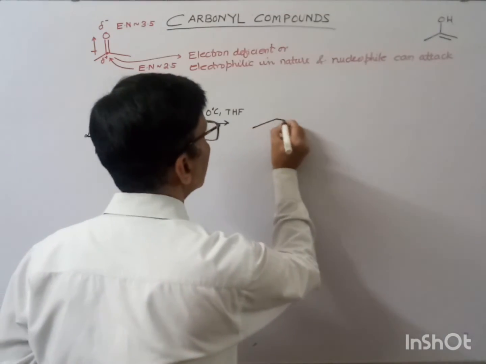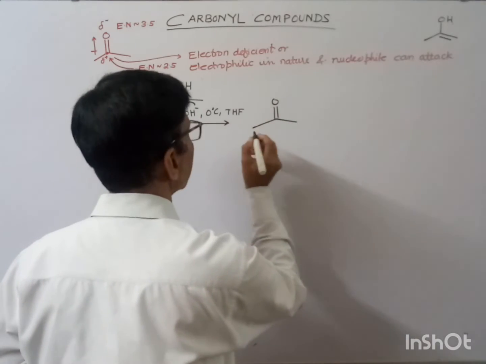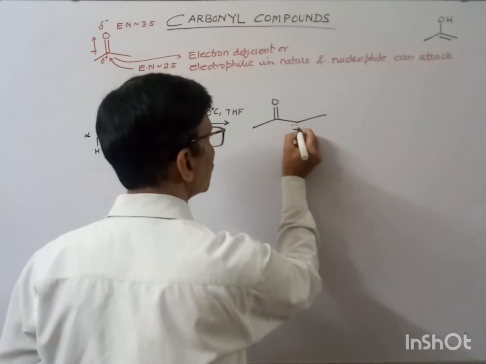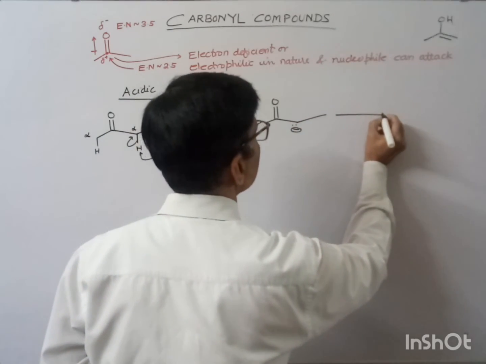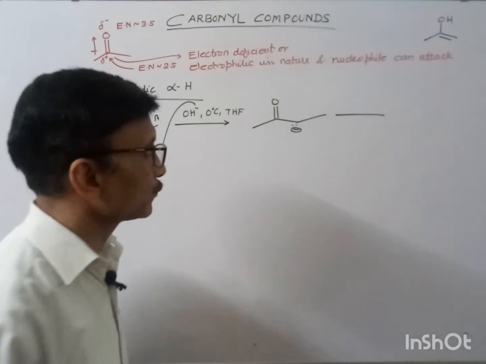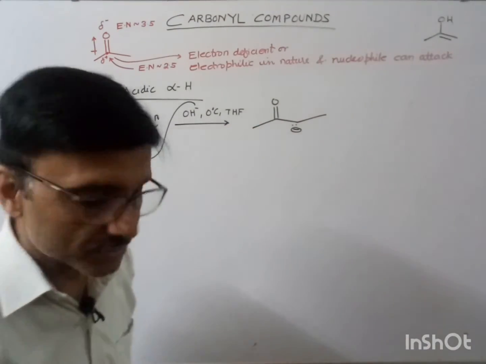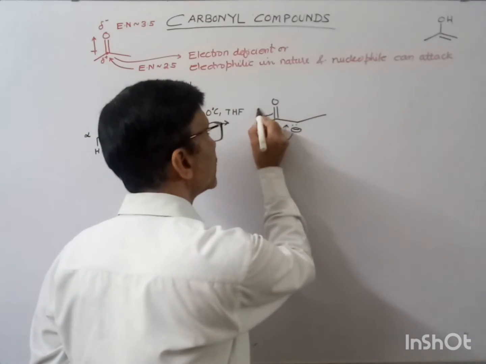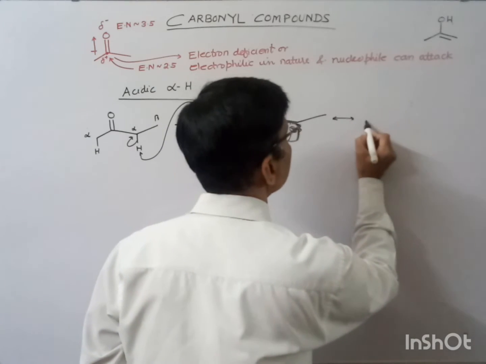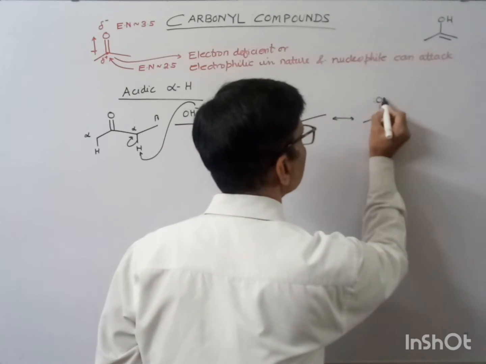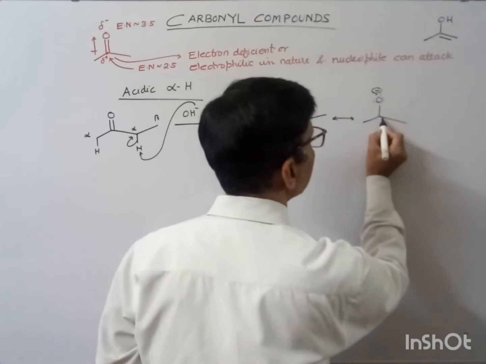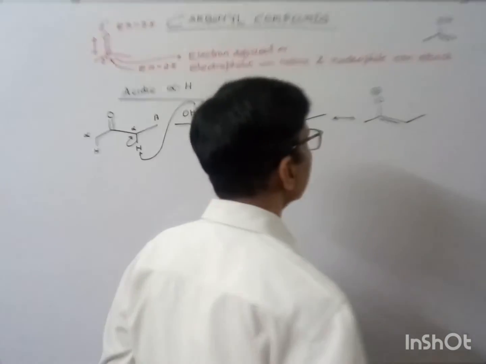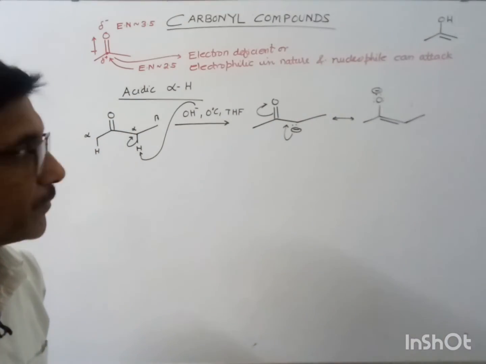Now what will you have? You will have one of the hydrogen atoms already present, and you will have a negative charge over here. Now finally, this is the carbanion which is formed over here. This carbanion, as you can see, is resonance stabilized, and you will get a negative charge over here, and a double bond at this position, and like this. Okay, so this you have got.